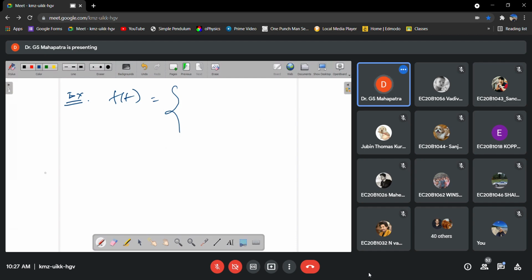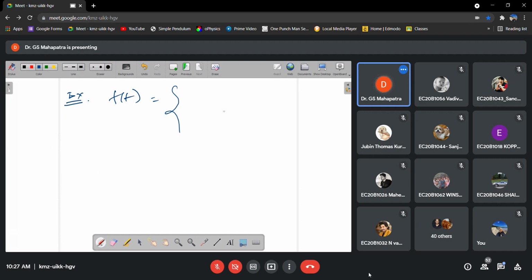Okay, so earlier we have studied functions like cos 2t, e to the power minus t, e to the power t and so on. We have not considered any function like f of t equals to this one, this one, this one, correct? So now we are going to discuss such type of function.